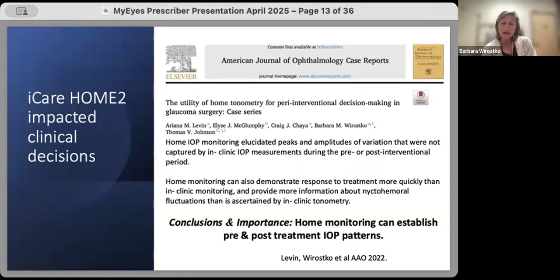The other next thing that we did was our group, again, between Wilmer and Moran, started to look at some of our patients. And we said, could home monitoring actually help figure out pre and post-treatment patterns? So what's the effect of some of the interventions? And is it doing anything to this fluctuation? Next slide.